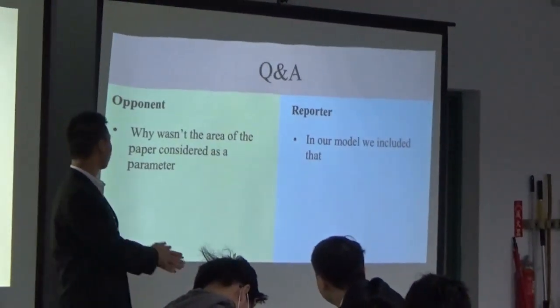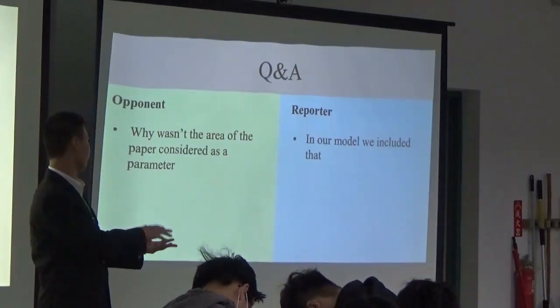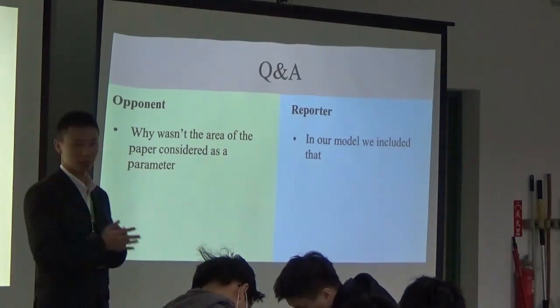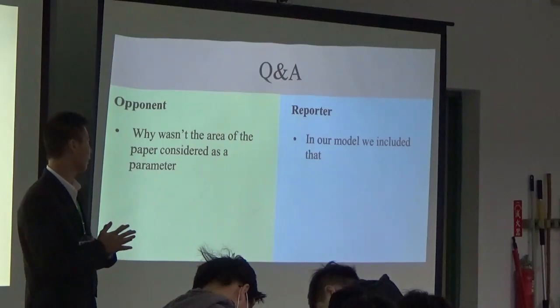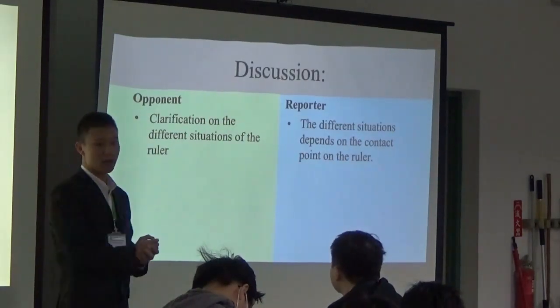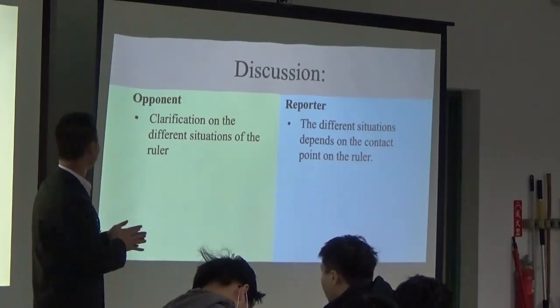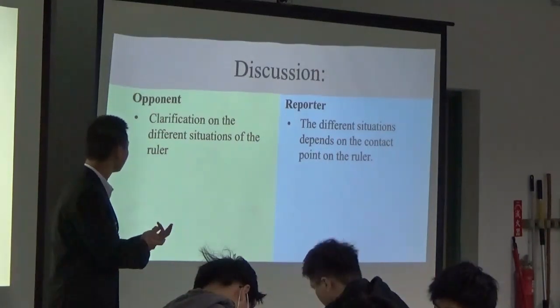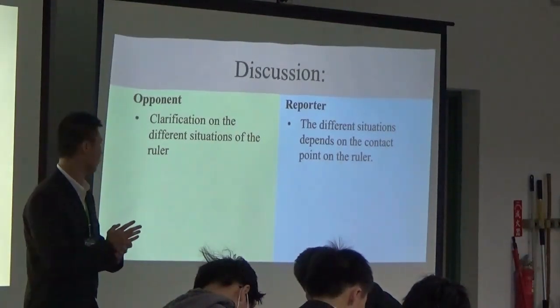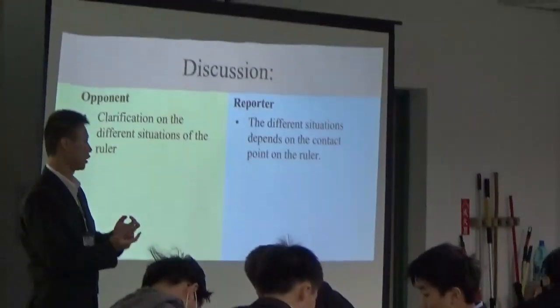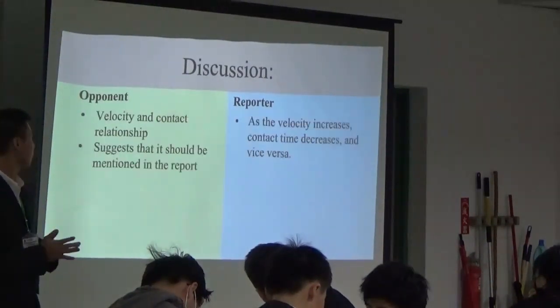So as for the Q&A part, the opponent first asked whether the area of the paper was considered as a parameter, and the reporter answered that in their model they already included that. So as for the discussion part, the opponent asked to clarify the different situations of the ruler. And the reporter said that different situations depend on the contact point of the ruler.